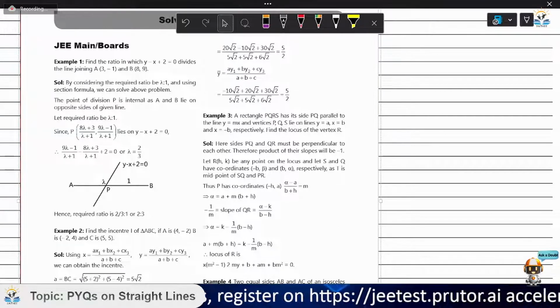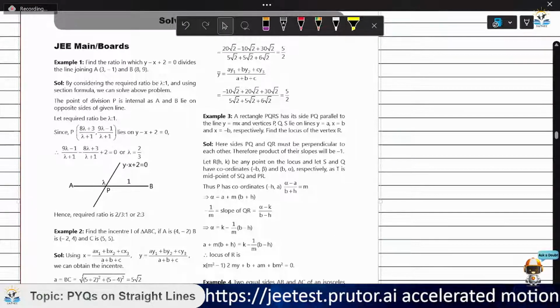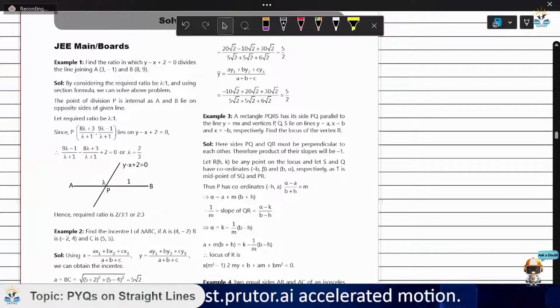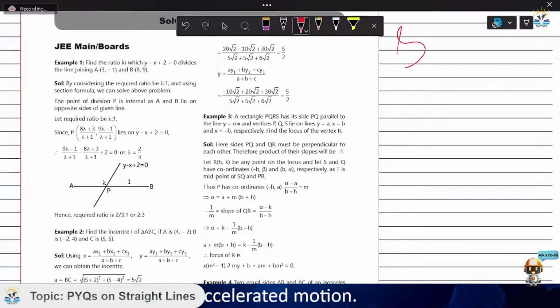So let's first see the first question. What does the first question say? Just give me a minute. Okay, my pen is also working. Is it lagging a bit? It is. Just give me a minute.